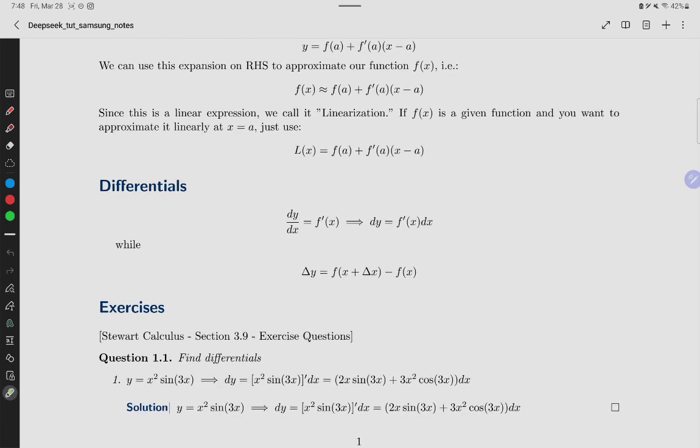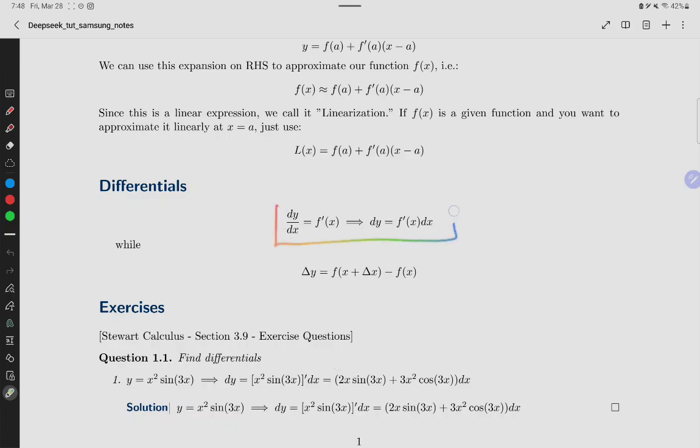And differential is nothing but the change in y, how this linear function and the original function are changing. If we have a function like this, and we approximate it linearly like this here, then this change, let's say this change and this change, this whole change will be my dy. This change is my delta y, and this whole change will be my dy.